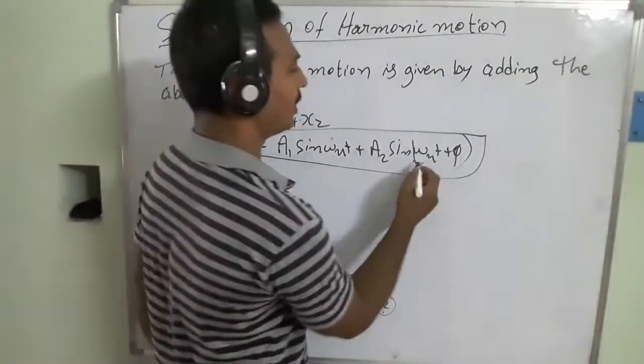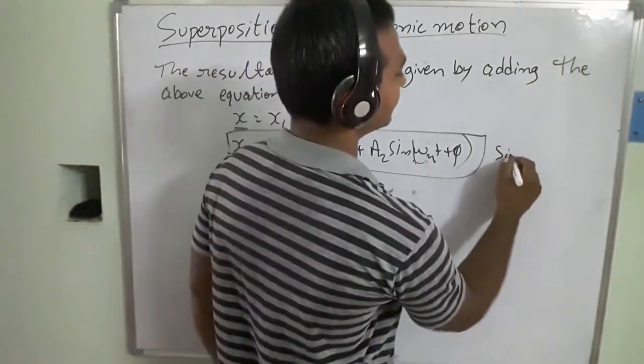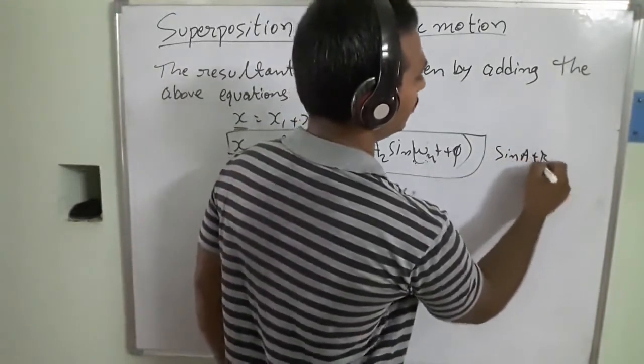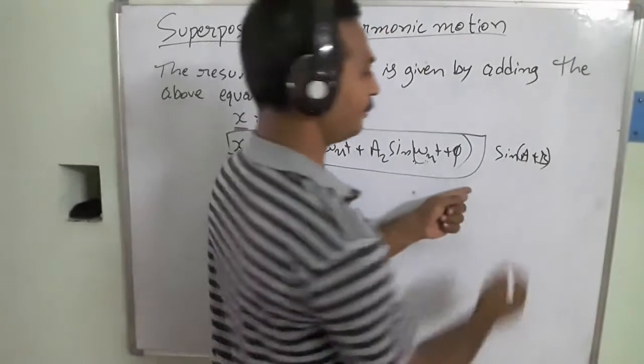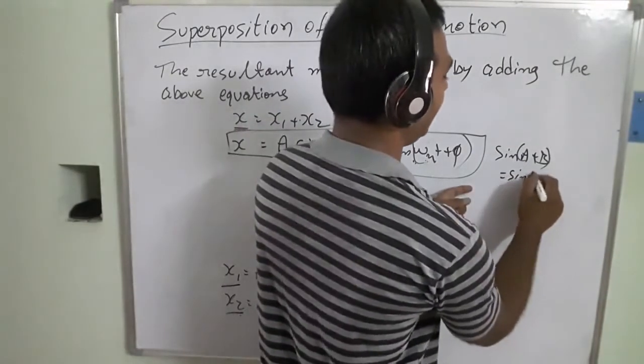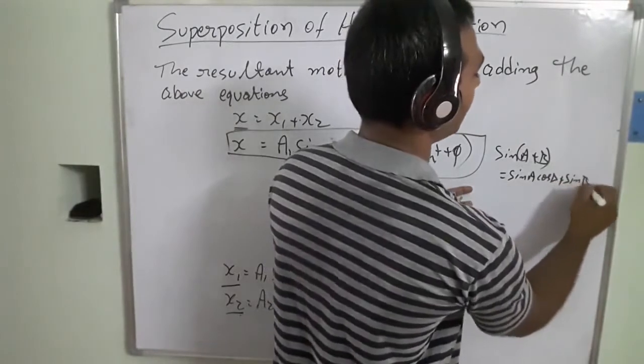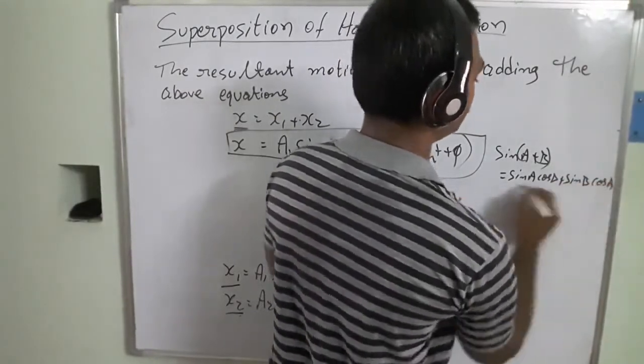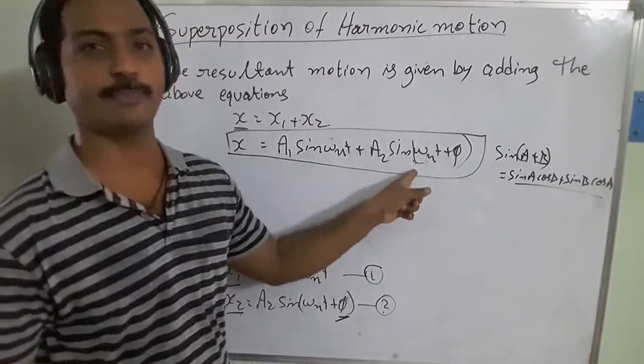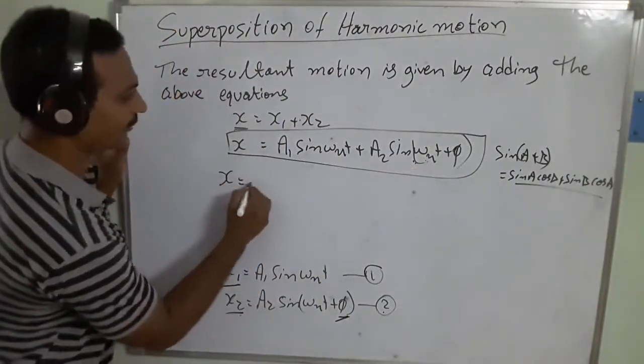So then how are we going to get this? This is going to be just like sin(A+B). As we know, sin(A+B) is equal to, what is the equation? sin A cos B plus sin B cos A. So we are applying the same equation for this part. So thus x is equal to, what's the formula?